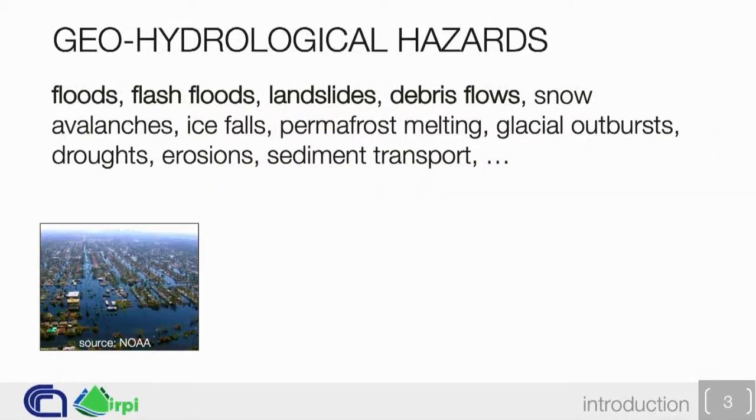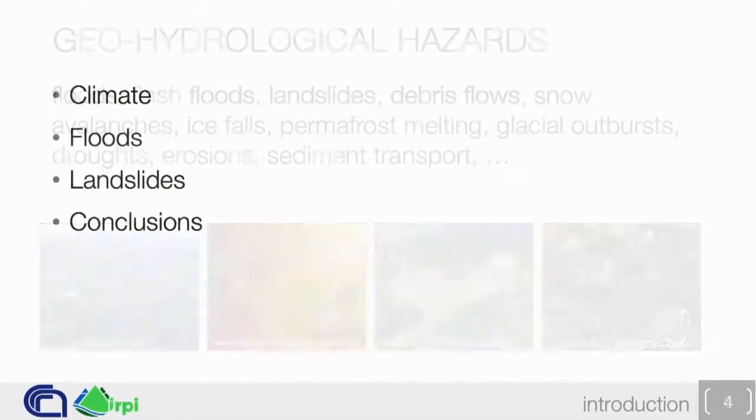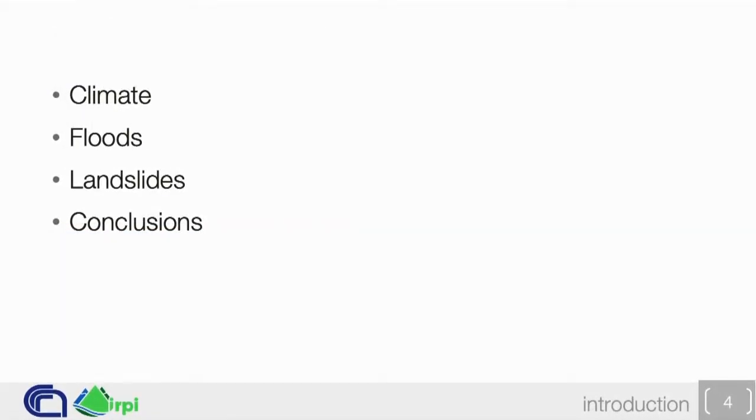And what are these geo-hydrological hazards affected by global warming? Well, they are actually many, and they include floods and flash floods, landslides and debris flows, permafrost melting, droughts, and others. And for the sake of time, today I will focus only on floods and landslides. And for this, I have organized the talk in 4 parts. First, very briefly, on climate, next on floods and then landslide, and finally a few slides of conclusions. So let me begin with climate.